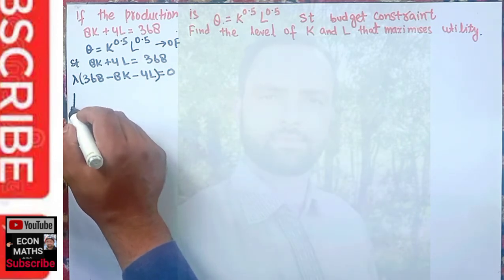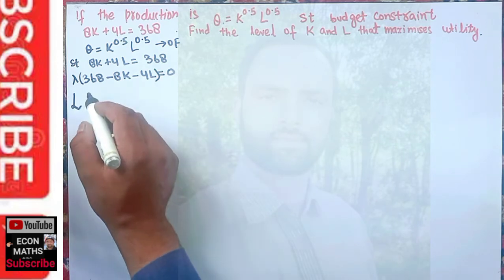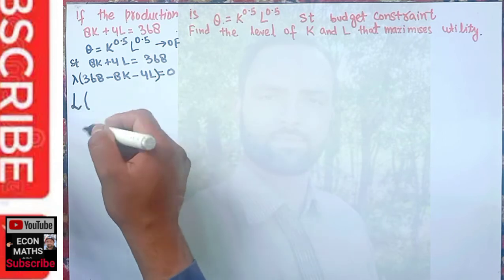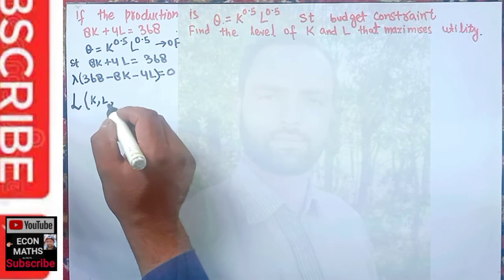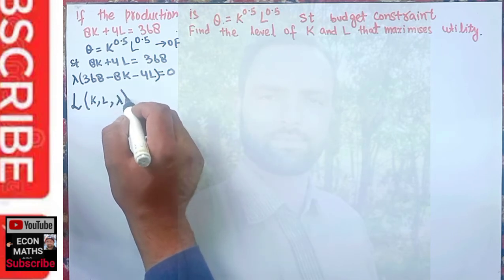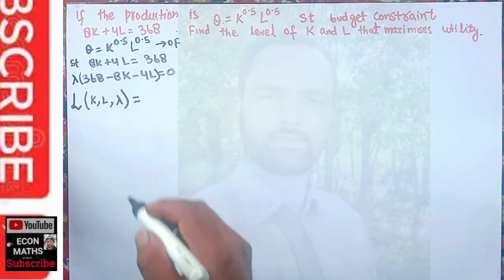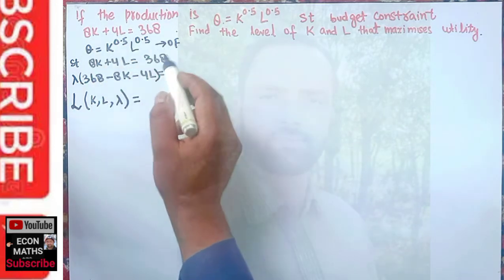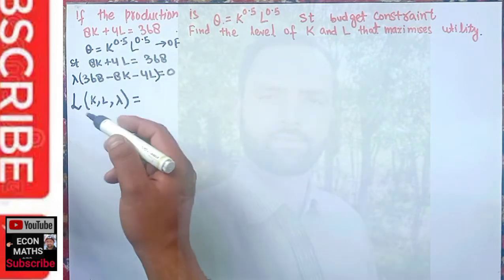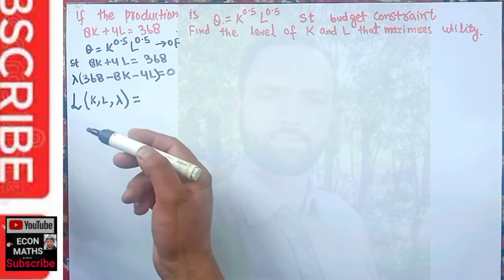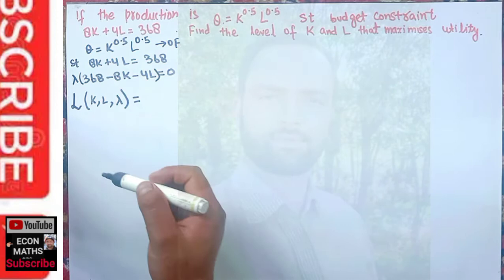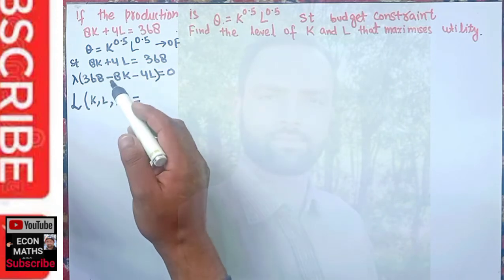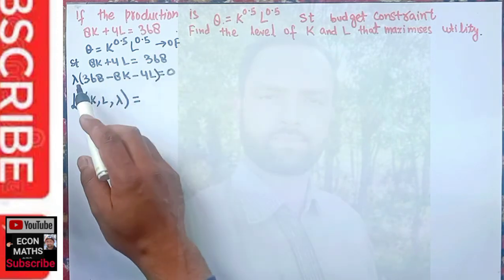So I will denote L as the Lagrange's function. Our Lagrange's function is the function of capital, labor, and lambda. So we have three variables. So how do we form it? First, we write this objective function. This Lagrange's function is the aggregate of this objective function and the resulting constraint function, which was formed by first setting the constraint equal to 0 and multiplying it by lambda.